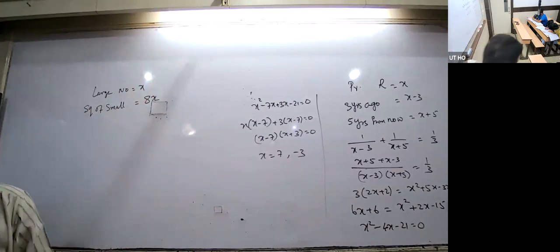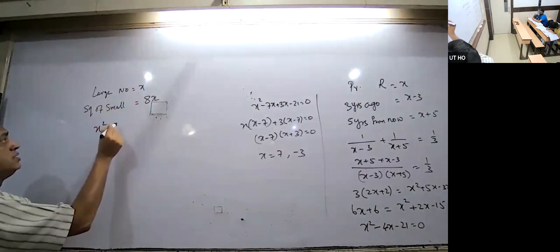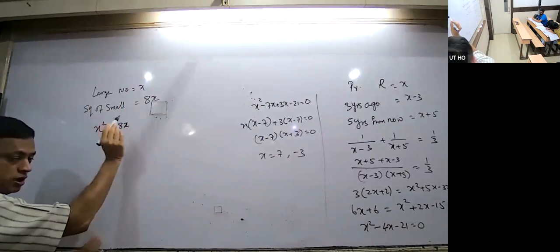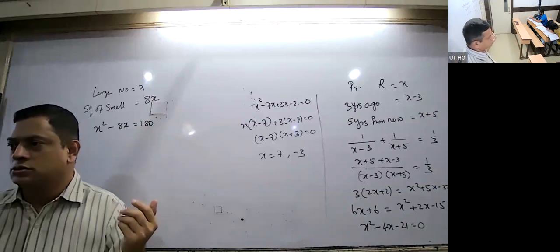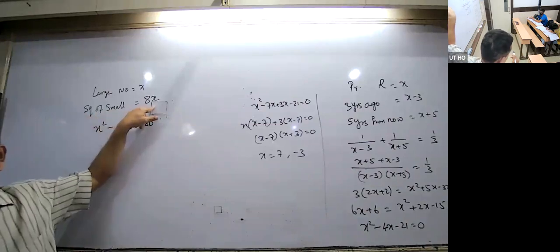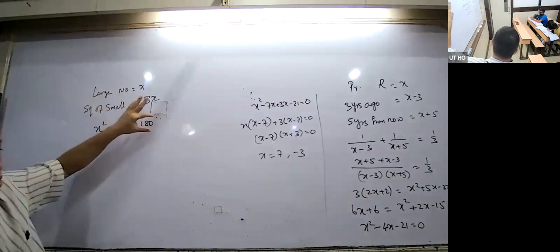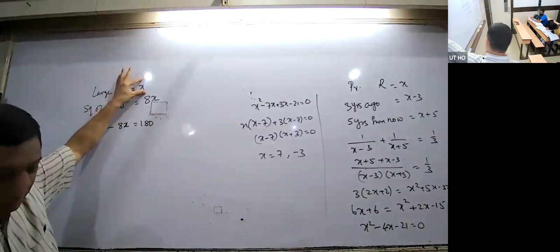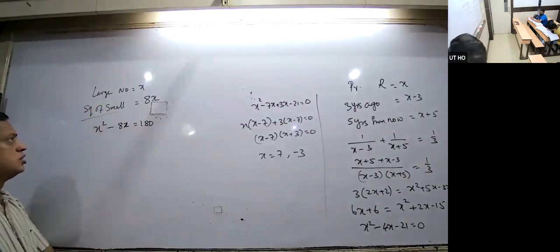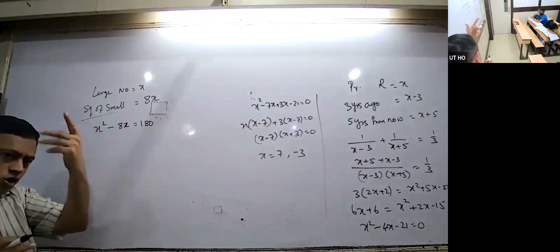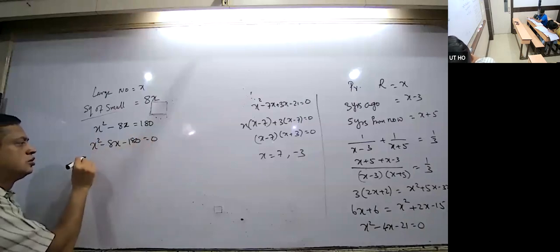Now, difference between the squares is equal to 180. So that means x square minus 8x is equal to 180. Are you followed? Difference between the squares of the numbers: large number square minus small number square is 180. So large number square is x square. Small number square is already we took as 8x. Okay now? So therefore, x square minus 8x minus 180 equal to 0. What are the factors?